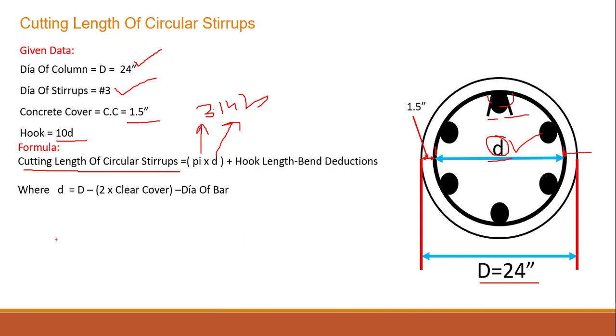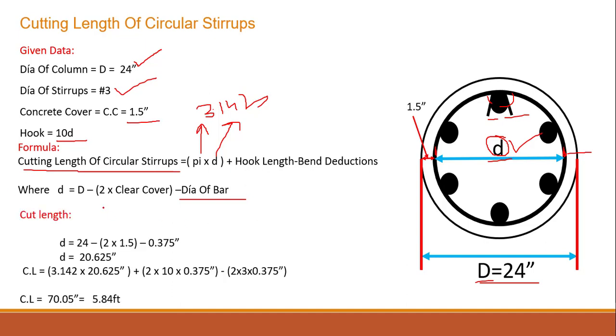minus we need to do the bend deduction for these hooks. Okay, so where D is equal to this D minus 2 into clear cover. Okay, 2 because we have two sides, into clear cover, minus dia bar, half dia at this end, half dia at this end. Okay, so it will make the full dia. Okay, so this is basically D.